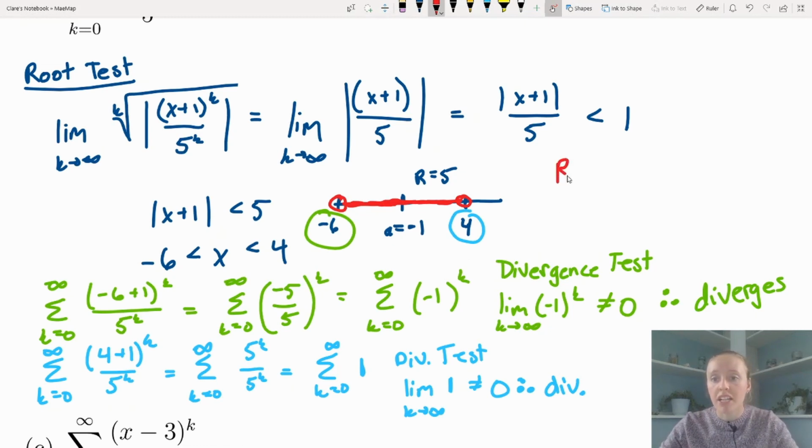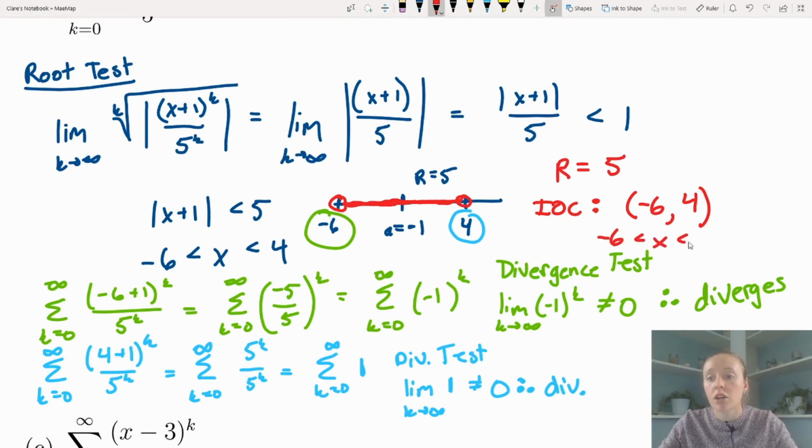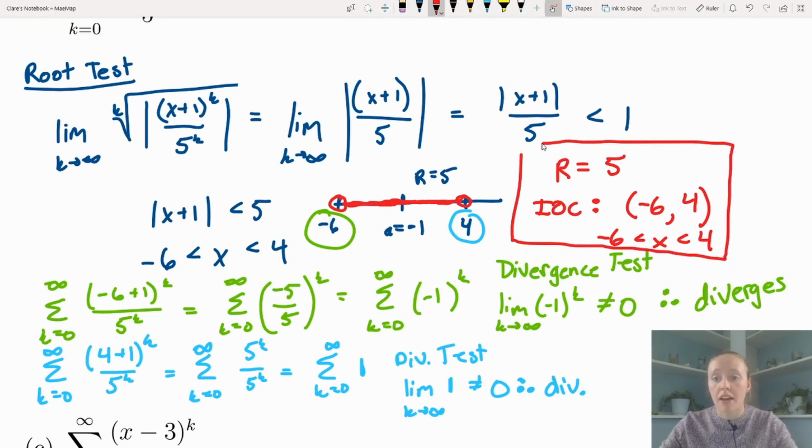So now my radius we already determined was 5, and my interval of convergence, my IOC, is going to be -6 to 4. And notice that those are not square brackets, those are parentheses around that. You could also write this as -6 is less than x, which is less than 4. Either way of writing that is okay. So this was case number 2.